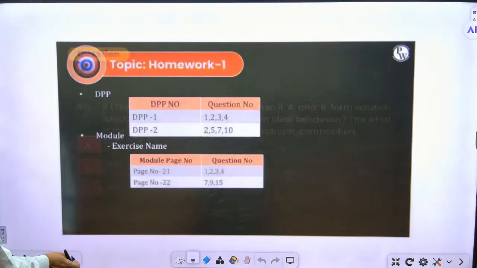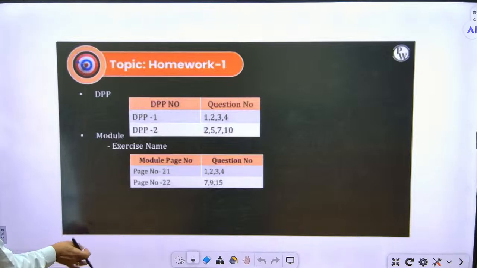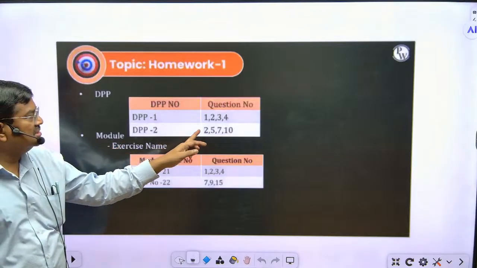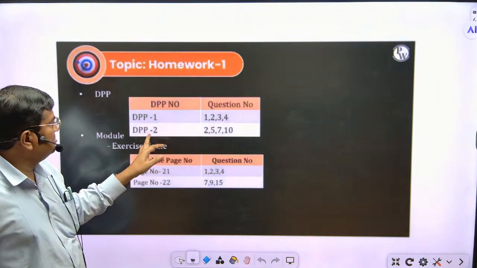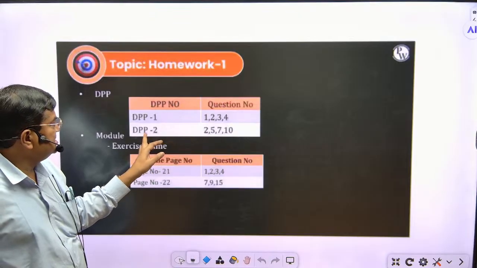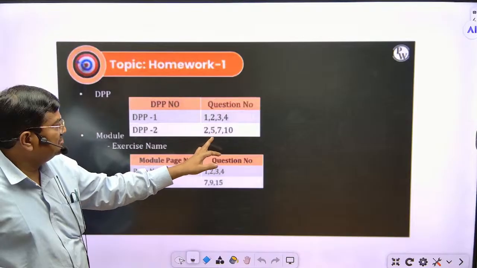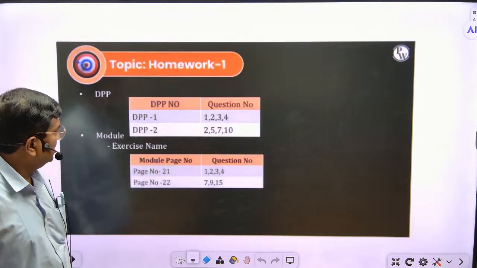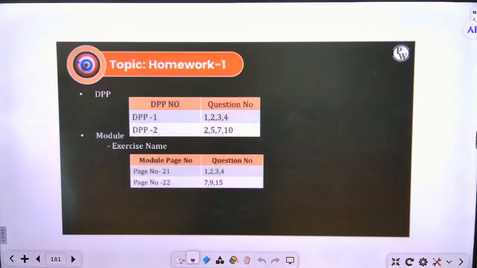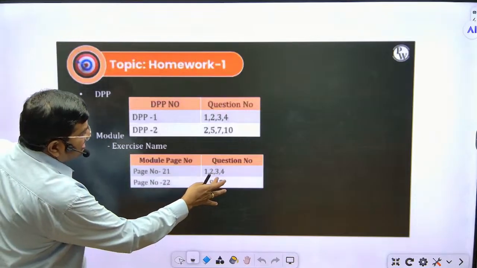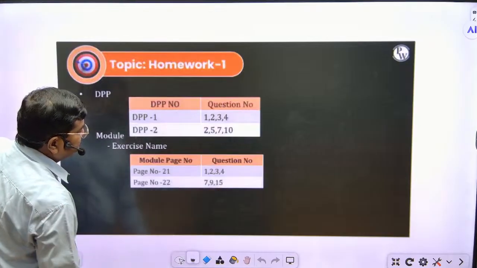This is a numerical given in this DPP. These questions you have to do for homework. Make a note in the module. If you have the module with you, question number 1, 2, 3, 4, DPP 1, DPP 2. DPP is the daily practice sheet. Make a note: 1, 2, 3, 4, then 2, 5, 7, 10 for homework. Module page number 21, 22. In question number 1, 2, 3, 4 you have to solve, and 7, 9, 15.